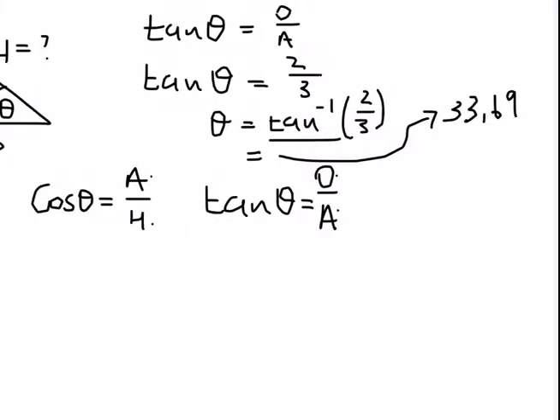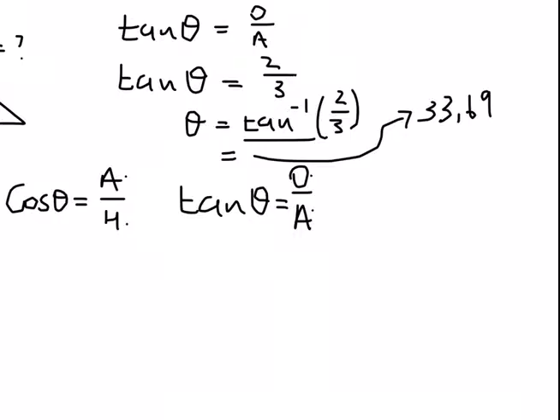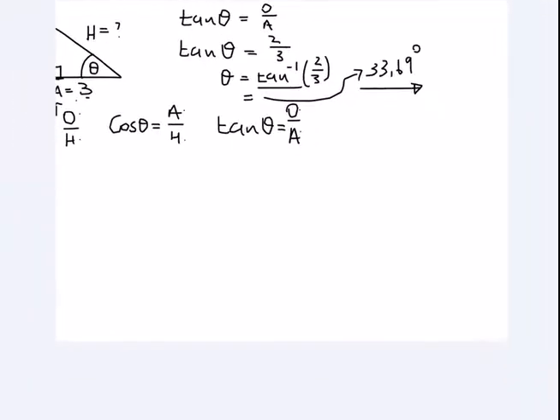33.690. If we round it off to 2 decimal places, then we will leave it there, but remember to say degrees because it is an angle. If you don't write degrees, it's wrong. We are not sure if you are 33 years, 69 maybe months or days old. So you must write degrees there so that I know that you are calculating an angle. So that is how you would calculate an angle.